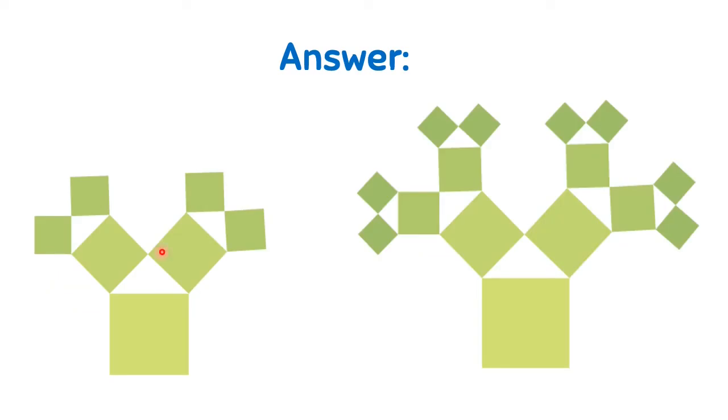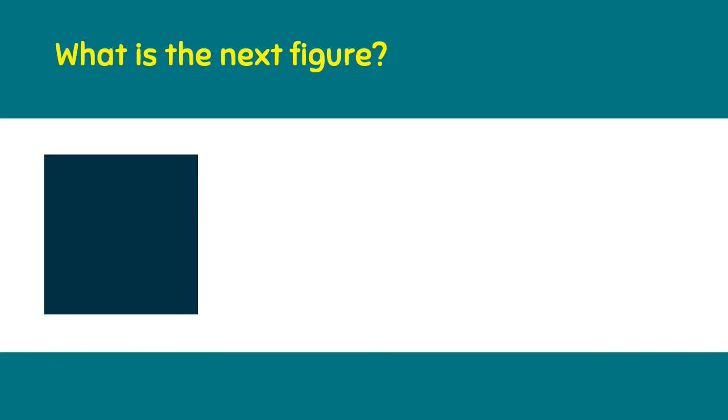So this is the last figure that we had. Okay, and then these are the two, right? These are the two, these are the squares that we added on this iteration. Next.